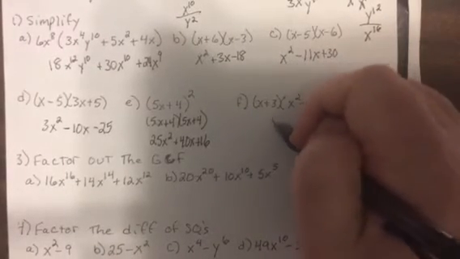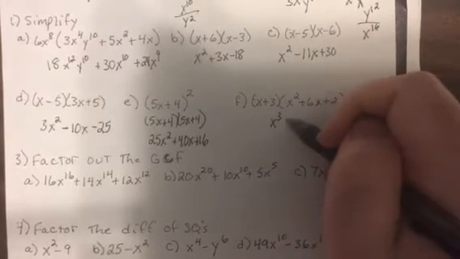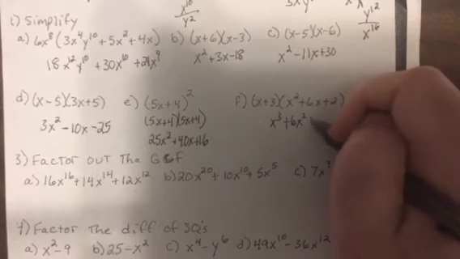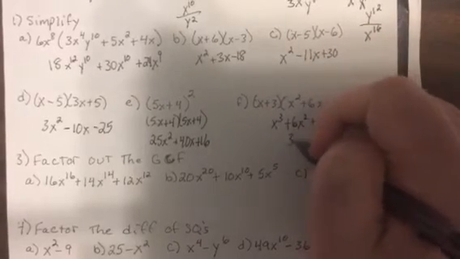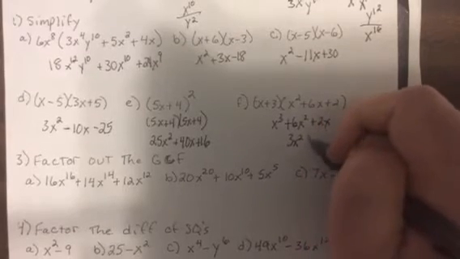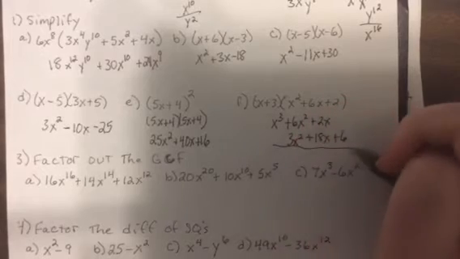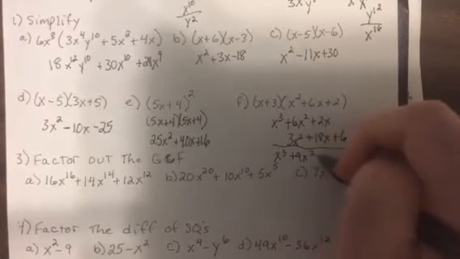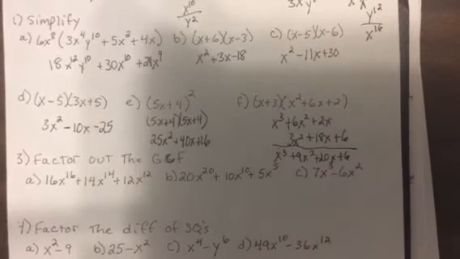x and x squared is x cubed. x and 6x is 6x squared. x and 2 is 2x. Now distribute the 3. It'd be 3x squared plus 18x plus 6. So it'll be x cubed plus 9x squared plus 20x plus 6.